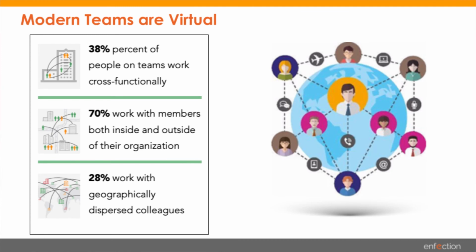Looking at modern teams, modern teams are virtual now. 38% of people on teams work cross-functionally. Infection is a best example of that. We have the AM team, design team, development team, and we work with one another. That's why we say 38% of people on teams work cross-functionally with departments. It's not a single department that works towards a goal. 78% work with members both inside and outside of their organization, and 28% work with geographically dispersed colleagues. Like we work on Invisalign projects, we work with Ambrosia, likewise.